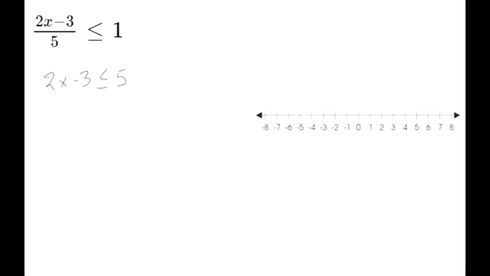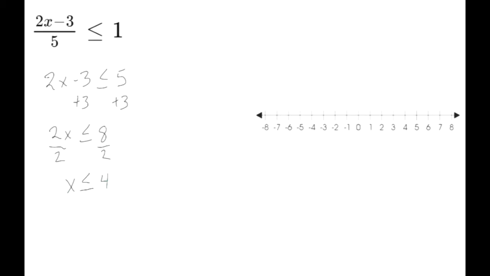All right, now it's like the previous example. I'm going to go ahead and be solving for x. I'm going to undo the subtraction here first. So I'm going to add 3 to both sides. I get that 2x is less than or equal to positive 8. And now that 2x, I'm going to divide both sides by 2. So I get that x is less than or equal to 4.